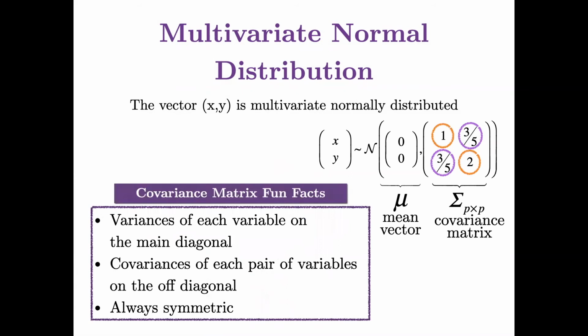Some fun facts about the covariance matrix. Again, variances of each variable on the main diagonal, covariances for each pair. I could have more than 2 variables here. Multivariate doesn't have to mean bivariate. It could mean I have many, many variables. And this matrix will always be symmetric because the covariance of AB is the same as covariance of BA.